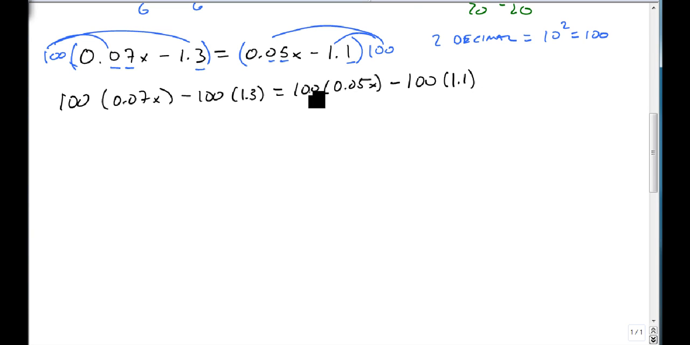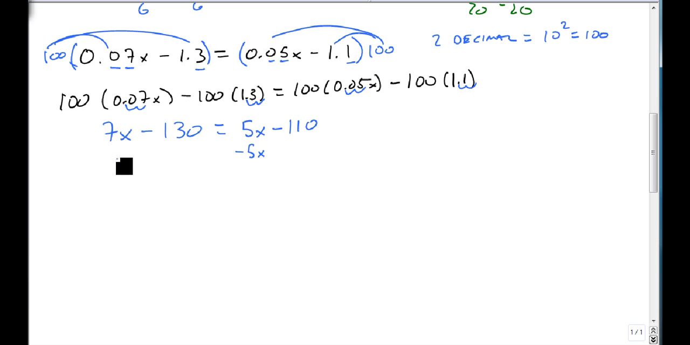And I'm using that commutative property to move the 100 to the front, even though I wrote it on the back originally. So now when we multiply this, 100 times 0.07x becomes 7x. 100 times 1.3, because we move 1, 2. Move 1, 2. Oh, that becomes 130. Equals 5x minus 110, because again we move 1, 2, 1, 2. And we're back to whole numbers, no decimal points floating around. So count the number of decimal places, and that's the number of zeros you need to multiply by following that lead 1. Solve it like any other problem.